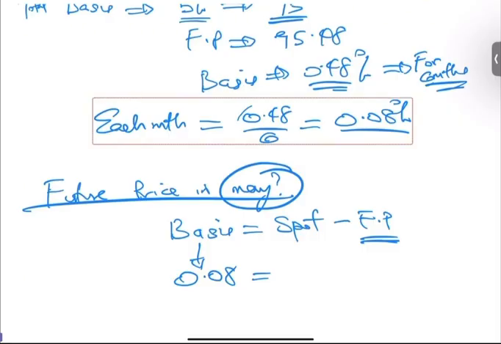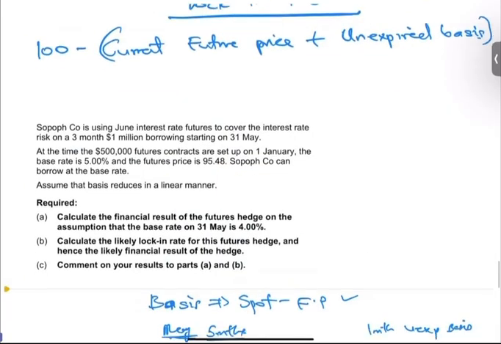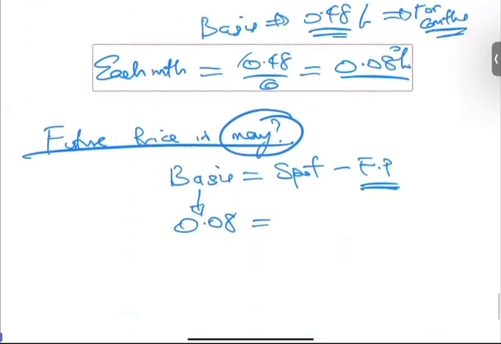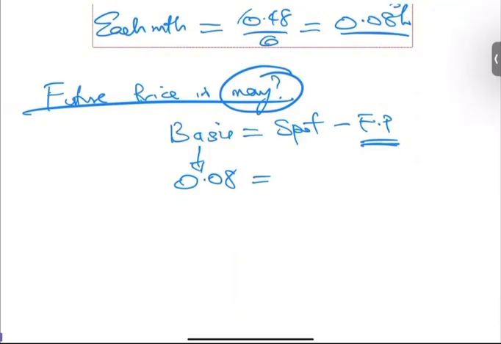This is beginning 1st of January. So end of January one is gone, end of February one is gone, because this is starting 1st of January, as you can see: January, February, March, April, May. So 5 is gone out of 6, and you're left with 0.08 because that's just 1 month left. So the unexpired basis at the end of May is actually just 0.08.